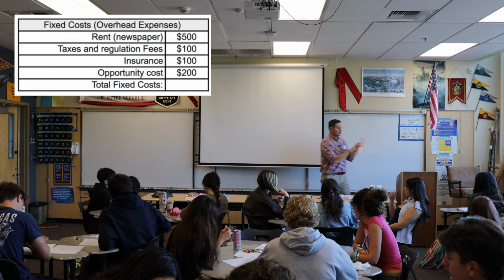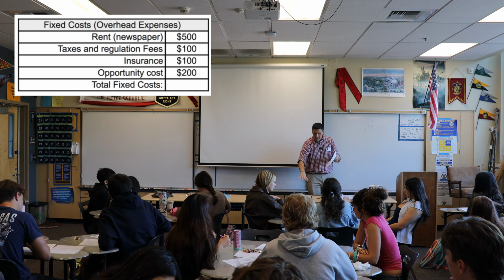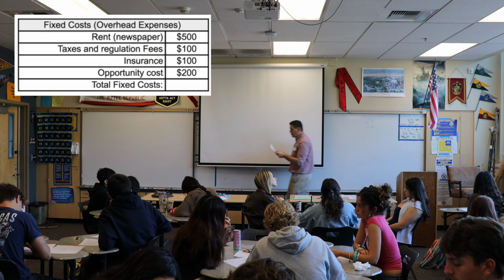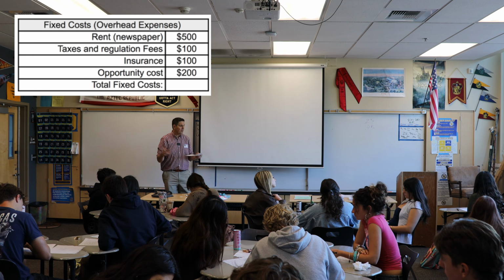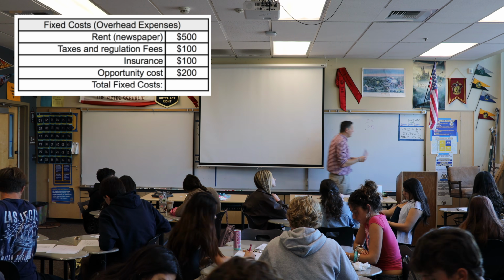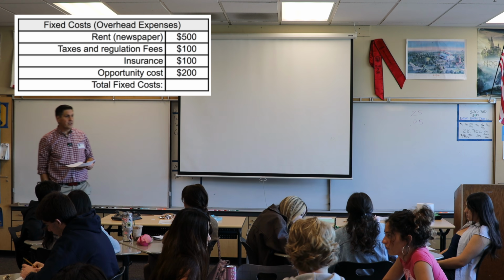Your fixed cost is your rent, which if I had some, I'd put newspaper down. So we'll put a piece of paper down. That's going to be $500. Taxes and regulation fees is $100. Insurance is $100. Your opportunity cost is $200. So each of you could have had a job doing something else, $200. Write down your fixed costs right now. Calculate your fixed costs. Then write that number down. Good. What's your fixed cost? It is $900. You are in the hole.